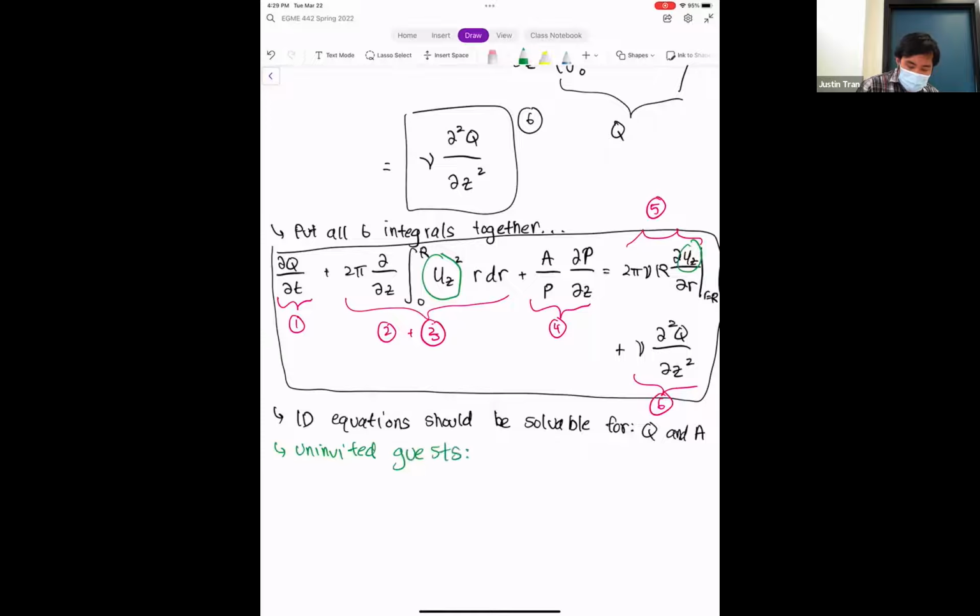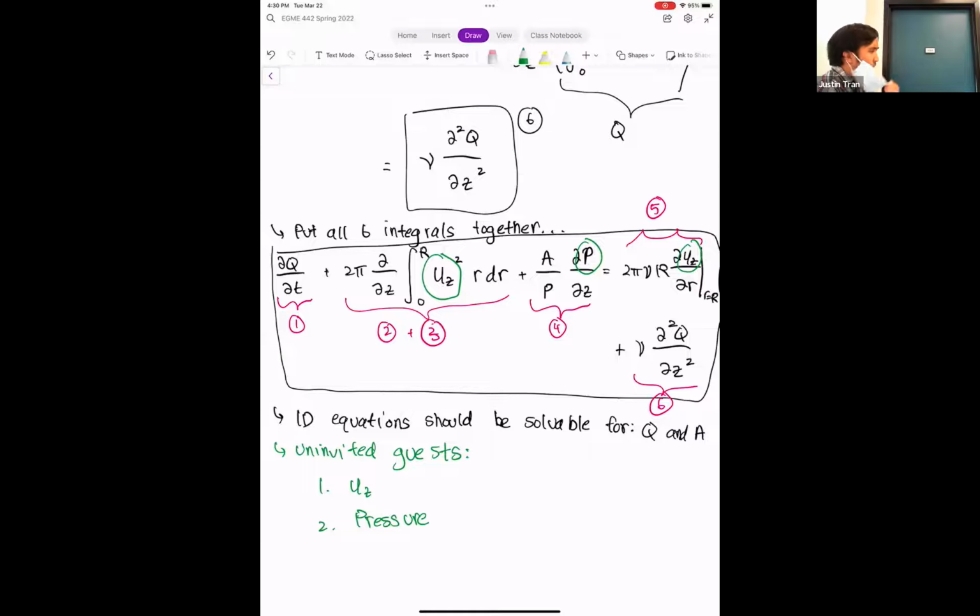So the uninvited guest, UZ. In fact, you could argue that we were trying to get rid of UZ. Right, so he's still sticking around, and so we have to do something about him. And the other guy that's still sticking around is pressure. All right, so we have to do something about these two uninvited guests.